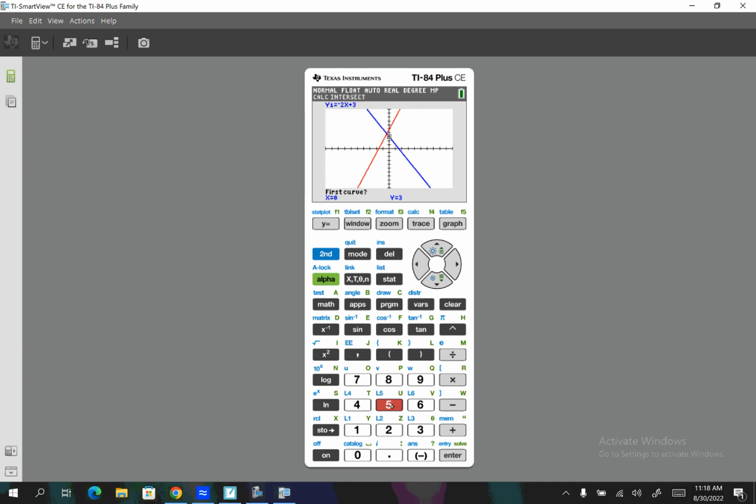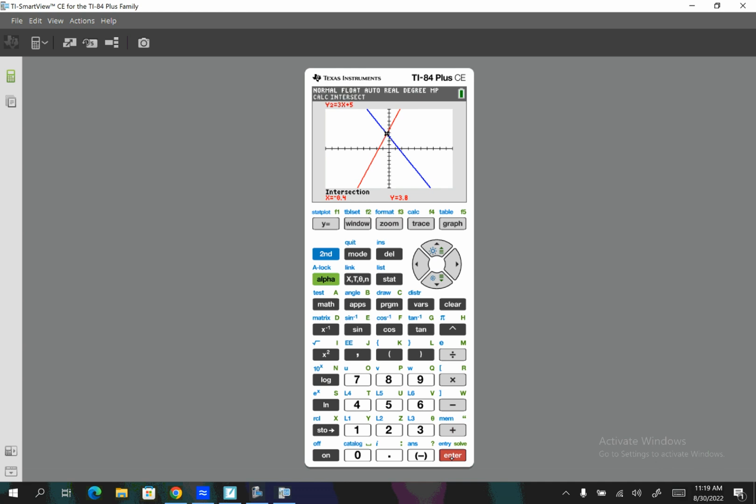And then it's going to ask you 3 questions at the bottom. We're just doing basic lines, 2 lines, 1 intersection, so you actually don't even need to worry about that right now. All you have to do is hit enter 3 times. Enter, enter, enter. And the graphing calculator should tell you the y is -0.4 and the x is 3.8 at the bottom.